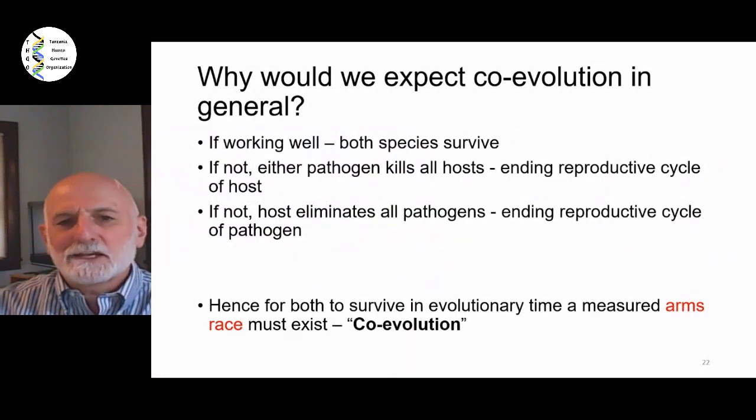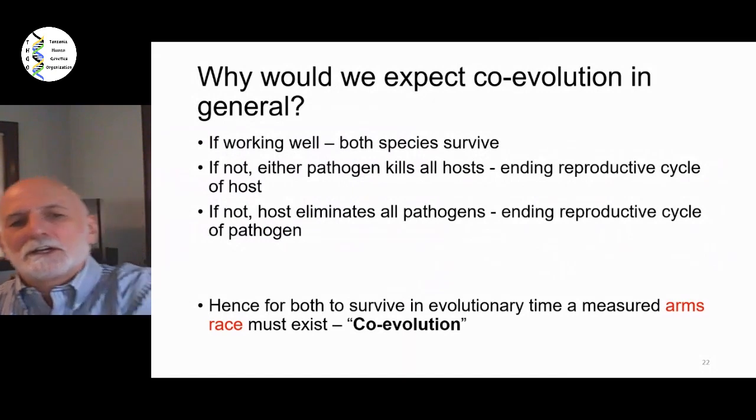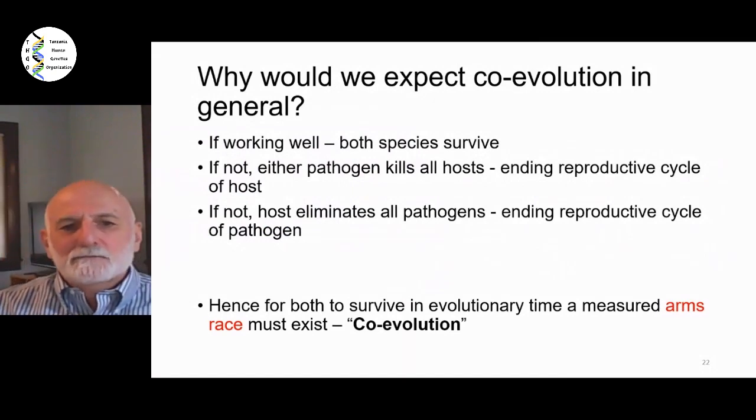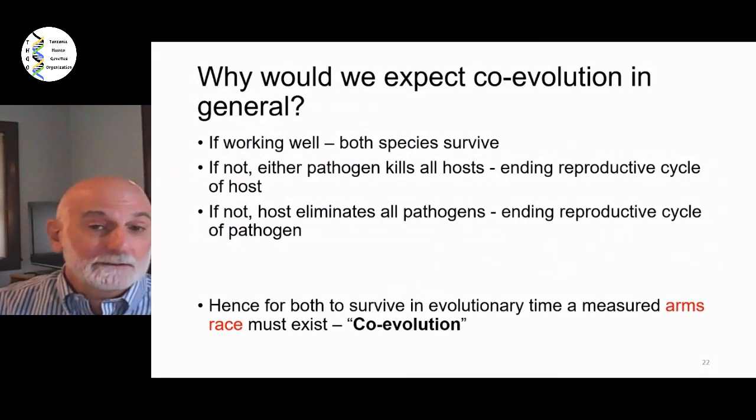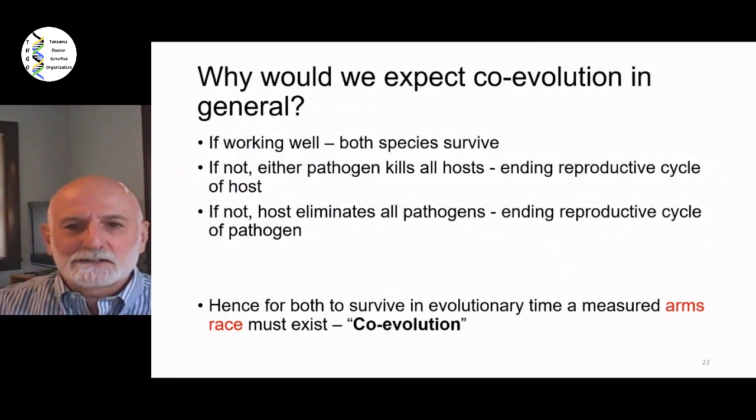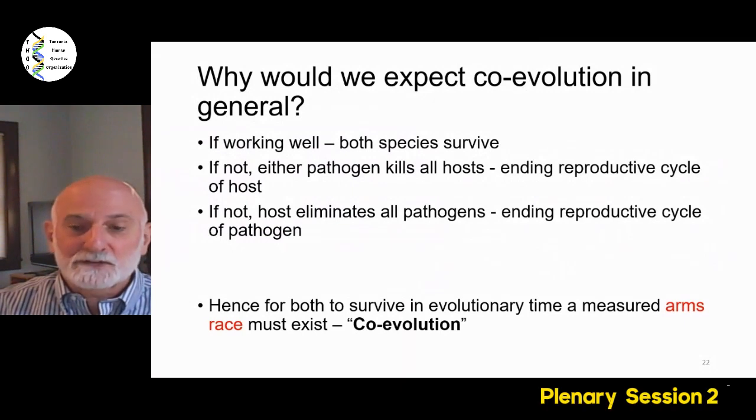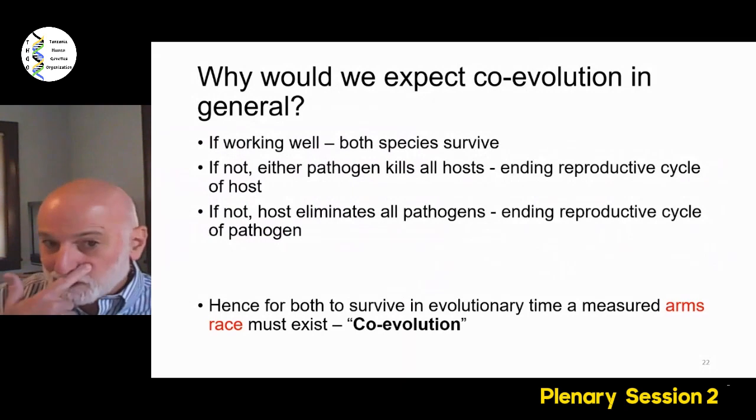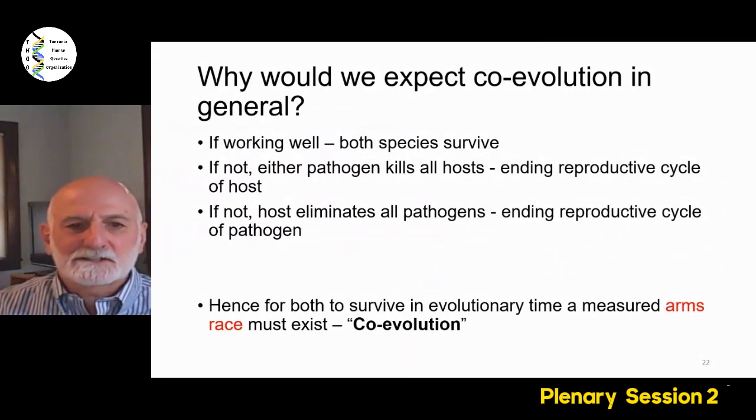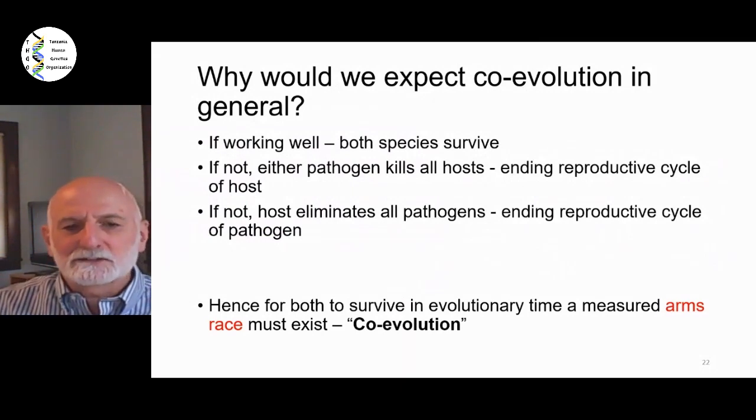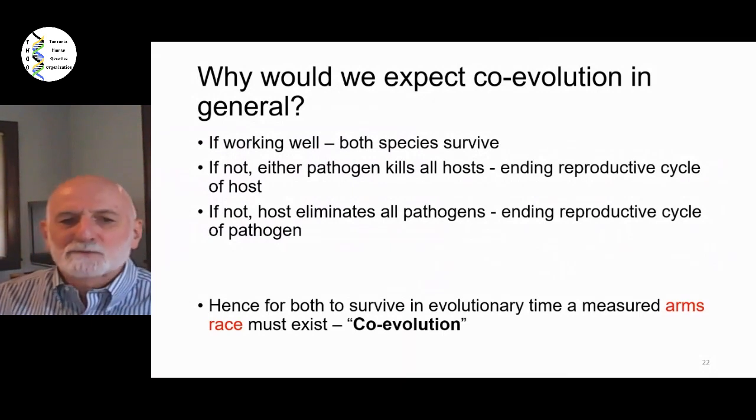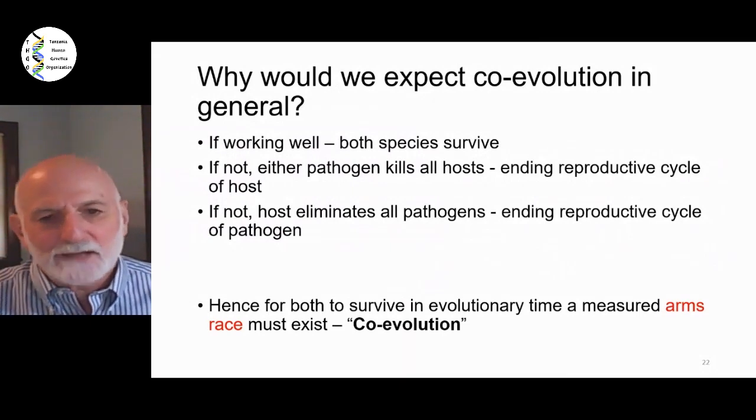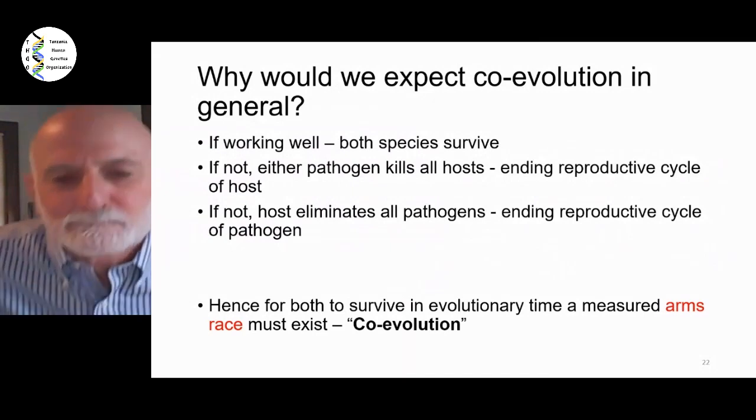Think about it this way. If the species co-evolve, both species survive. So if the pathogen kills all hosts, it no longer has anyone to infect. Therefore, it's an evolutionary dead end. Things that are really, really pathogenic will wipe populations out. Now, the other thing is that if the host eliminates all the pathogens, that's the end of the reproductive cycle of a pathogen. So there's this kind of arms race ongoing, which really manifests itself as a coevolutionary adaptation.